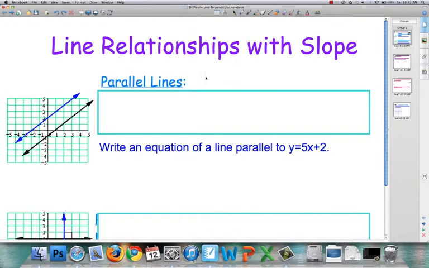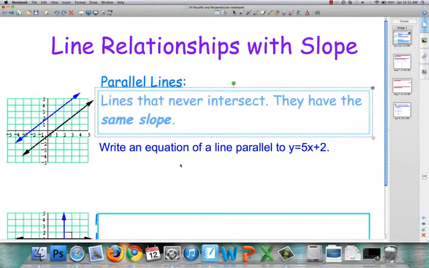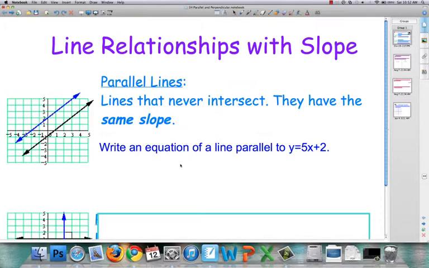Okay everyone, so turn to your notes page and we're going to take some notes on parallel and perpendicular lines. So as you just saw, parallel lines are lines that never intersect. They have the same slope. So just pause the video and take down these notes.